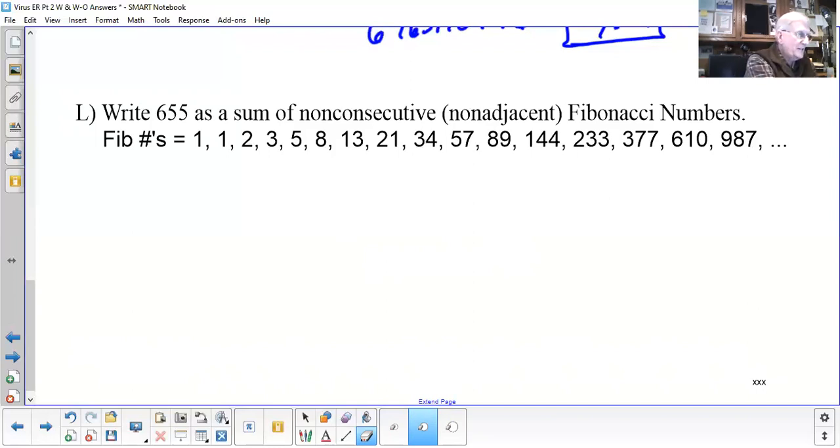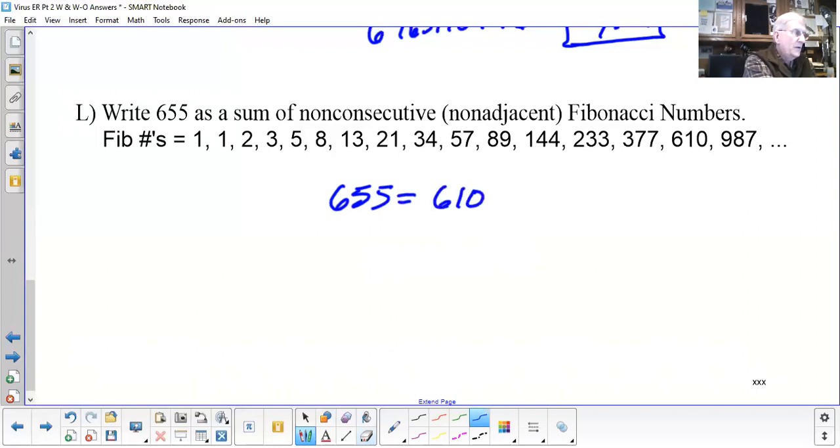So I'm going to take 655. The closest Fibonacci number that's smaller is 610. So how much did I miss 655 by? Looks like 45, right? Okay. If 45 is a Fibonacci number, I'm all set. I'm all finished, right? Well, it's not, so I got to keep going.